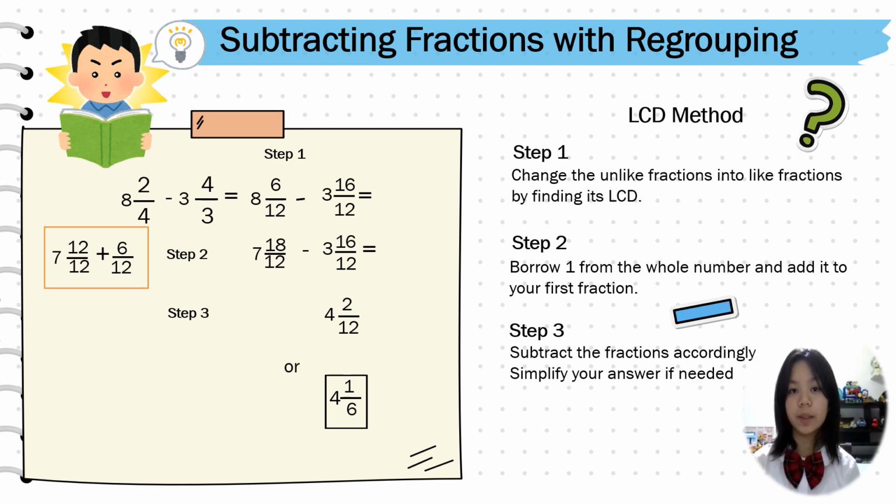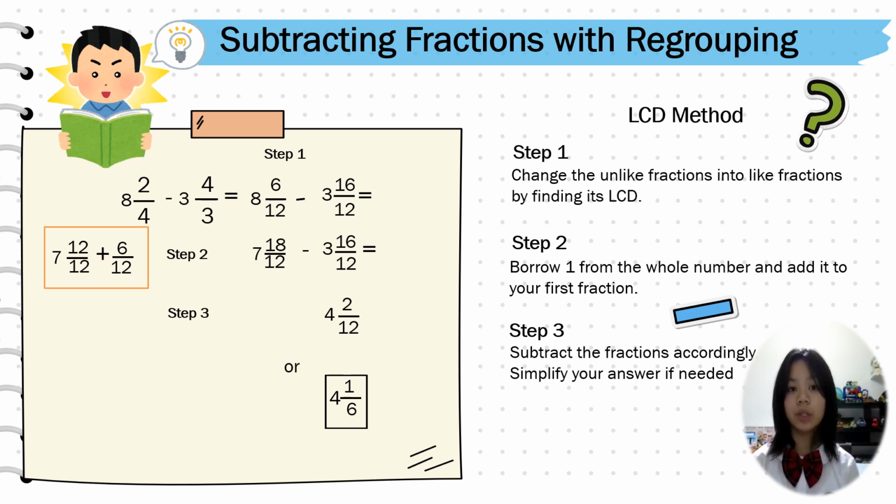We have also learned about subtracting fractions with regrouping. In subtracting fractions with regrouping, we first look at our fractions. If they are unlike fractions, we first change them to like fractions by finding the LCD. In our example here, 8 and 2/4 minus 3 and 4/3, the denominators are not the same. So we change it. The LCD for 4 and 3 is 12. 12 divided by 4 is 3. Then 3 times 2 is 6.